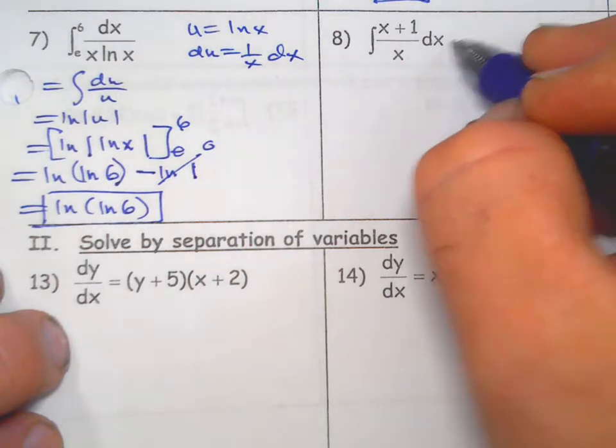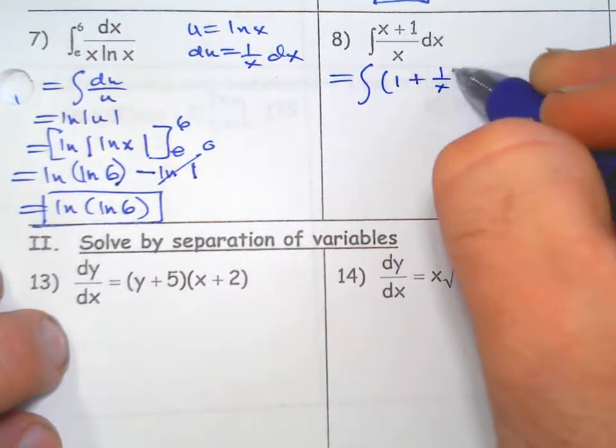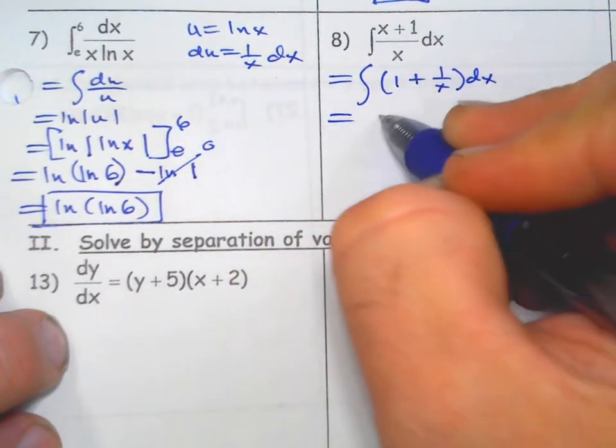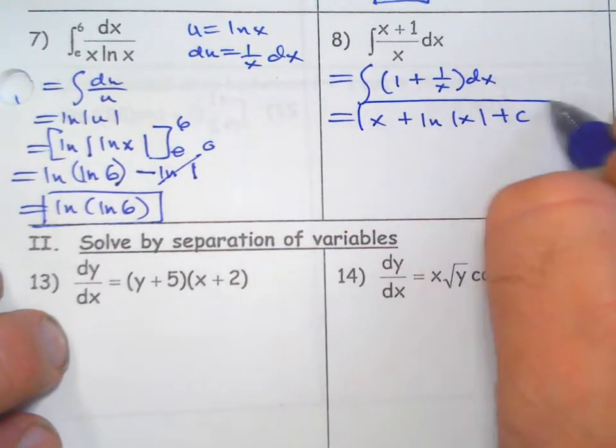Next one, strategy should be, let's just distribute that division and integrate the two terms separately. x plus natural log of the absolute value of x plus c. Indefinite integral, need plus c.